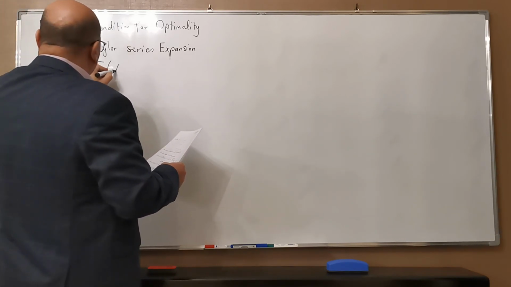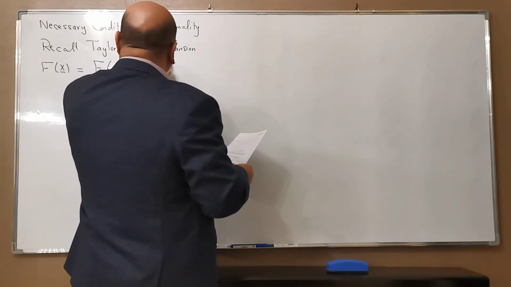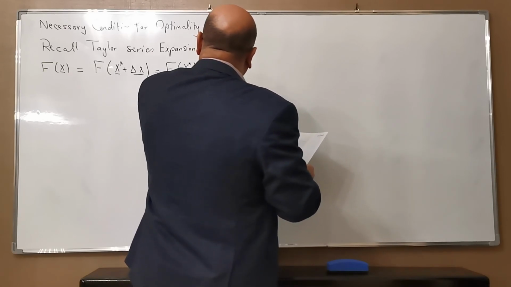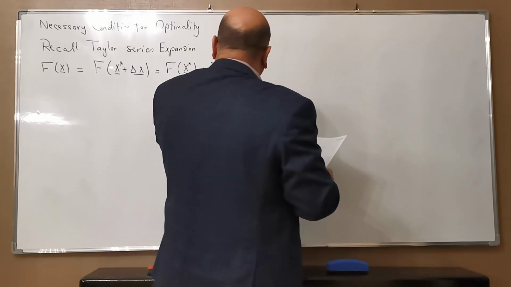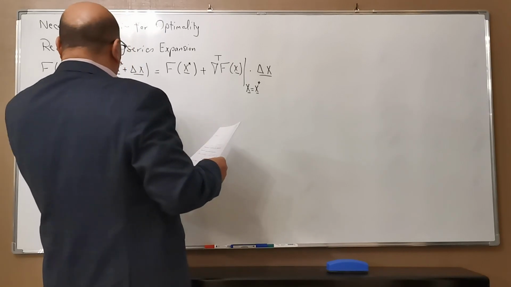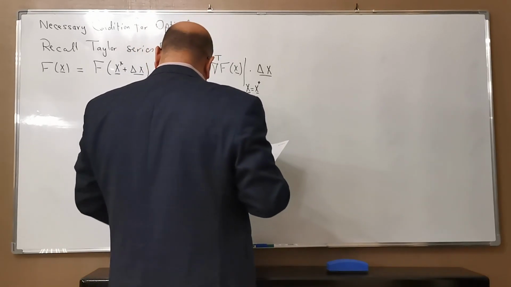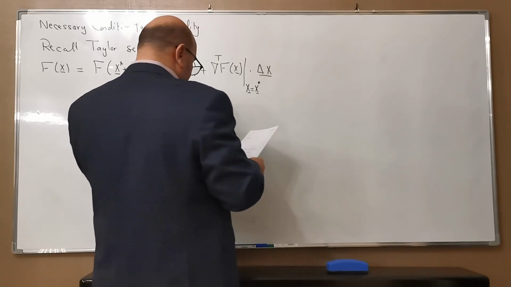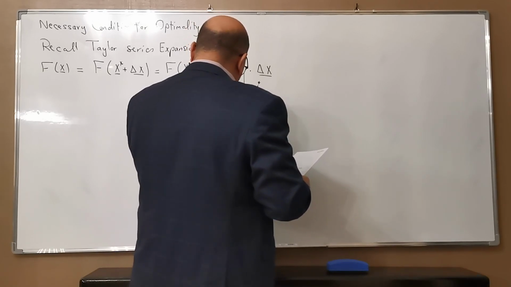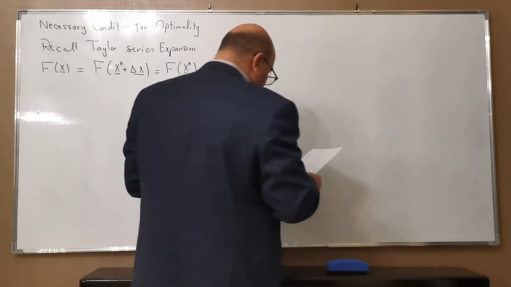So we'll assume this is f of x star plus some delta x, which is equal to f at x star plus the gradient of f of x transpose evaluated at x equals x star, multiplied by delta x, plus 1/2 delta x transpose Hessian of the function evaluated at x equals x star times delta x, plus third order terms and so on.